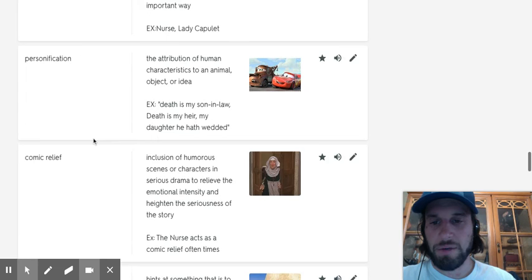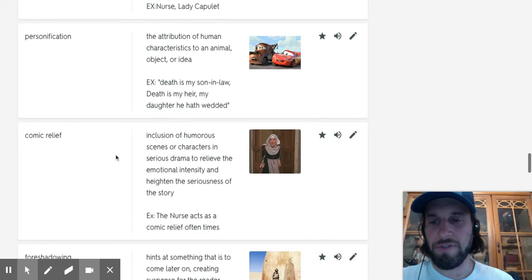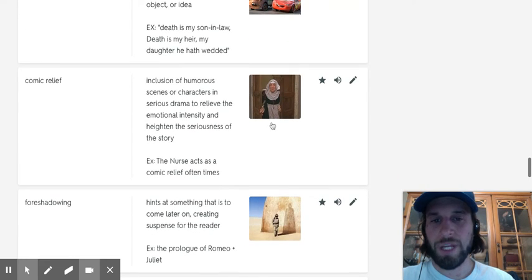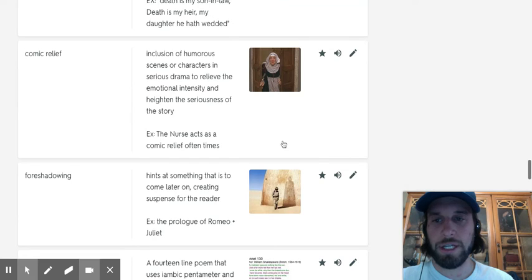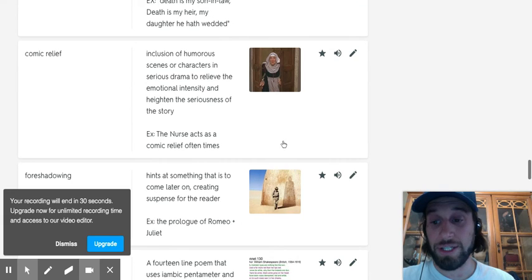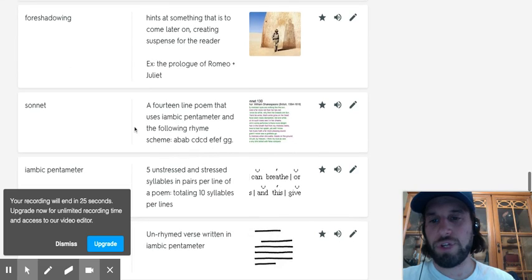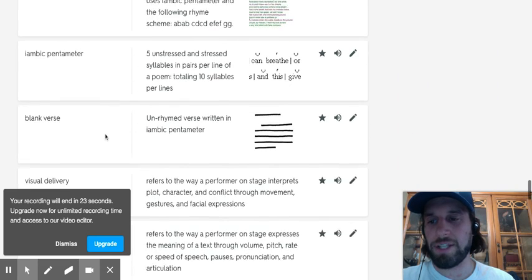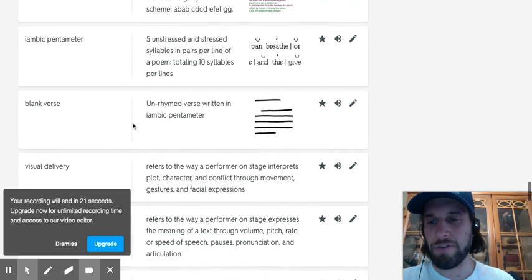Personification is, I think, something you guys know. We'll see examples of that in Romeo and Juliet. There's a character called the nurse in Romeo and Juliet. She is Juliet's nurse. She offers lots of comic relief. We'll see examples of foreshadowing. We'll learn in another video about sonnets, iambic pentameter, and blank verse.